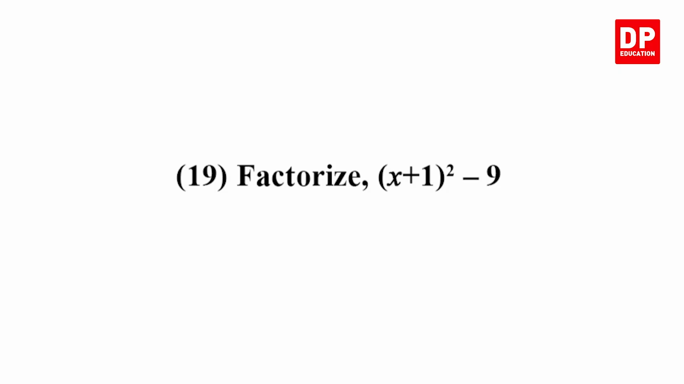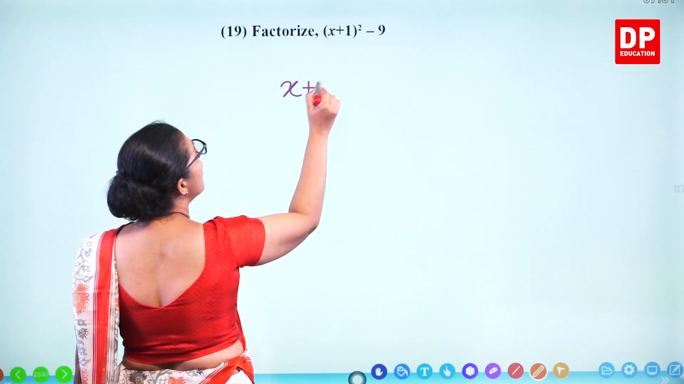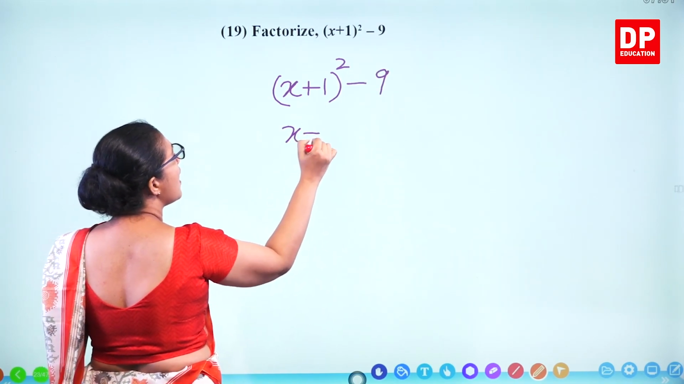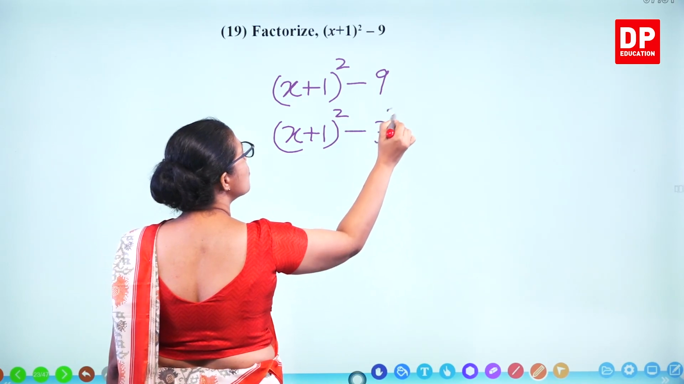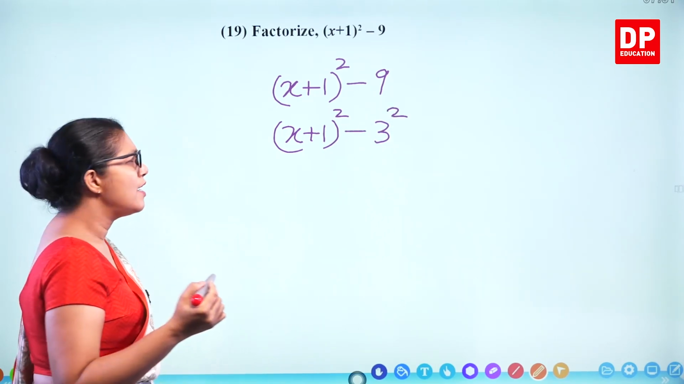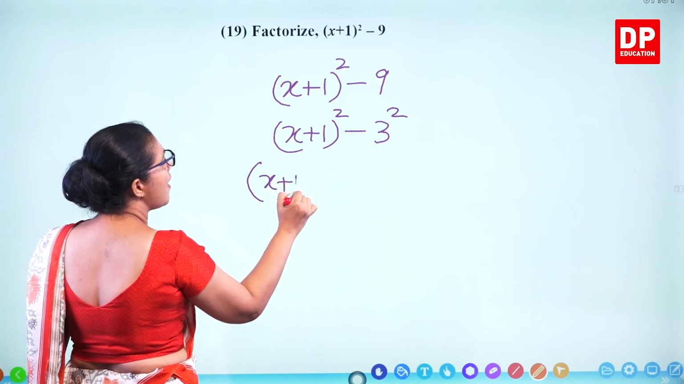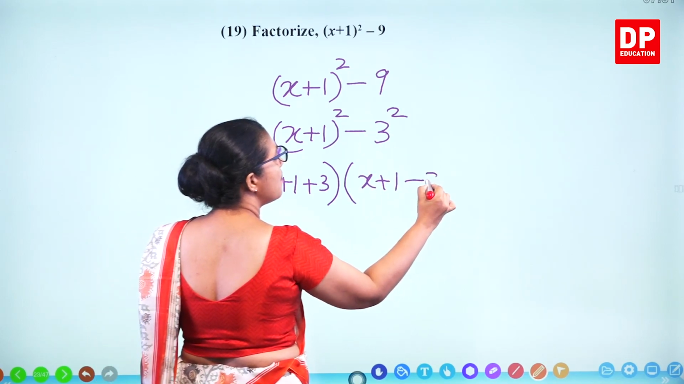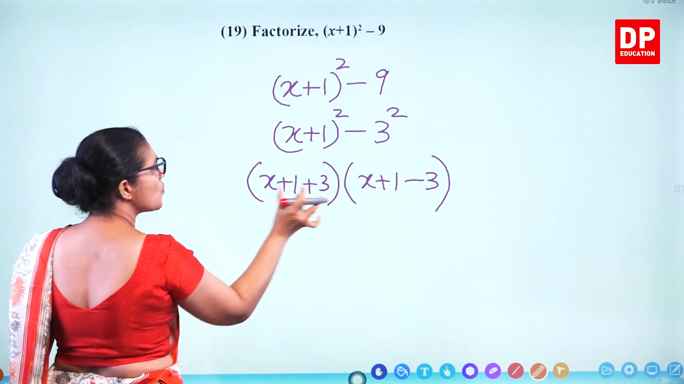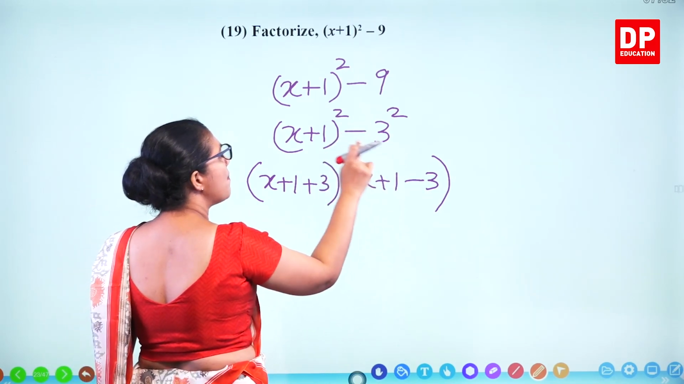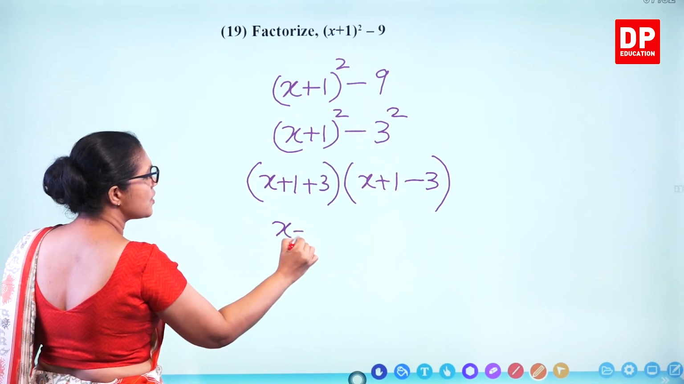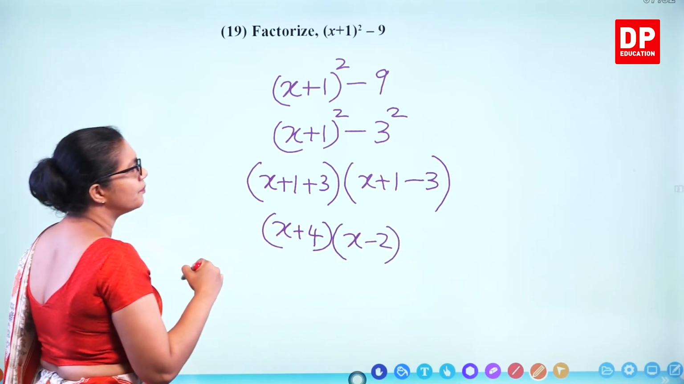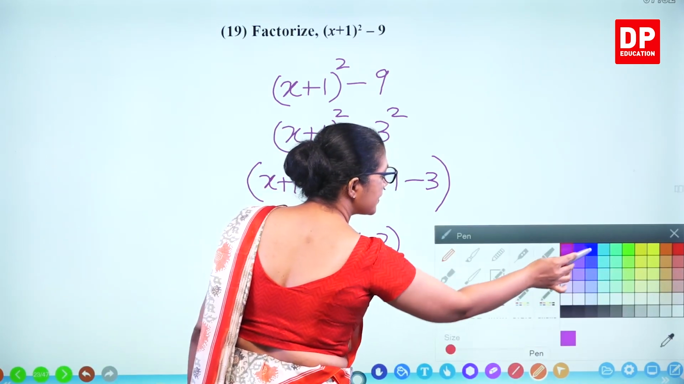Question number 19, factorize. Make factors. Here, 9 you can write as 3 squared. What's this? 2 terms with square terms. Difference between 2 square terms. You can write one factor plus and the other factor minus. So this is one term, x plus 1. You have to write as it is. This can be plus or minus. So you get x plus 4 and x minus 2. So 2 marks for that.